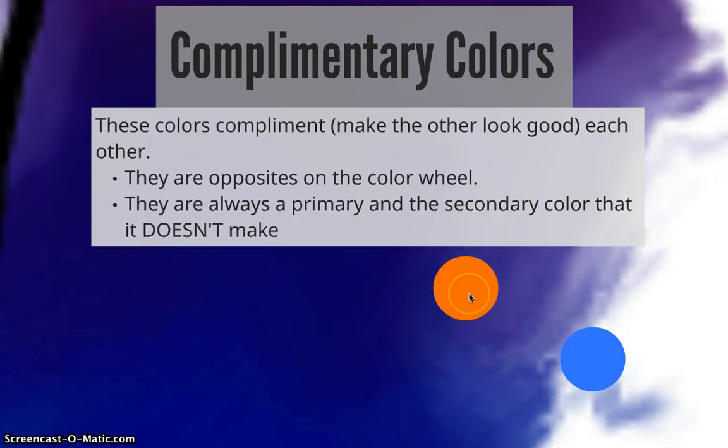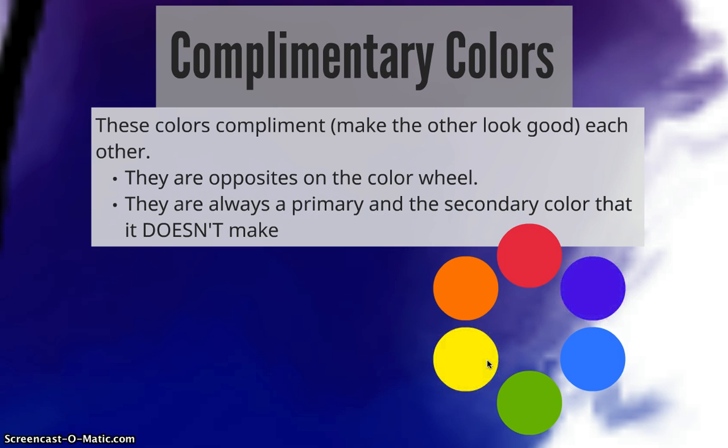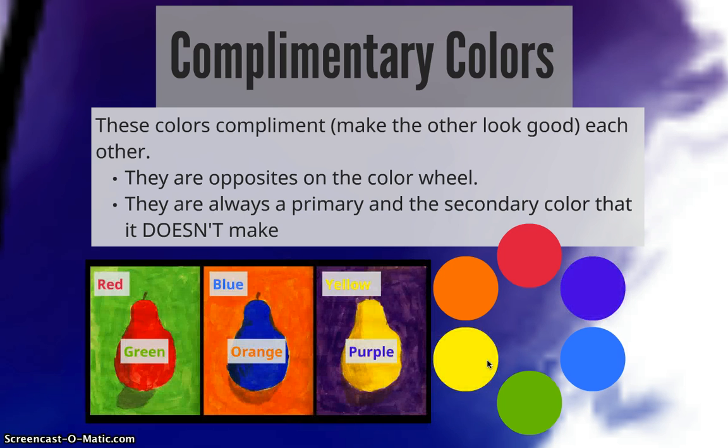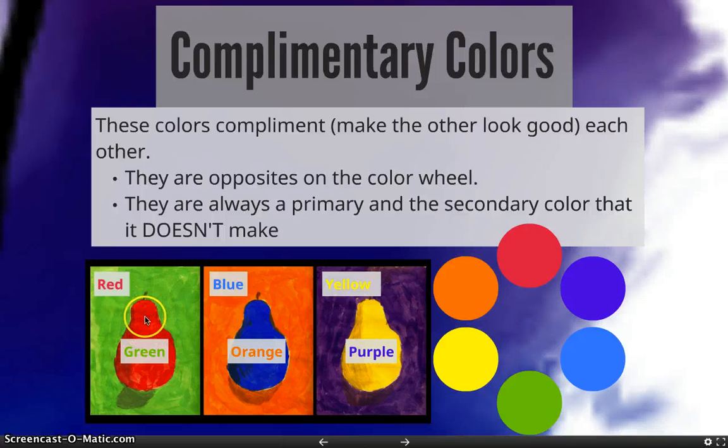So you can think about this like opposites attract. They make each other look good. A lot of sports teams and holidays and such will use these colors because they look good next to each other. So the three pairs are blue and orange, red and green, and purple and yellow. And you can kind of see them here. See how when we put them next to each other, they really stand out. They make each other brighter. They make each other pop.